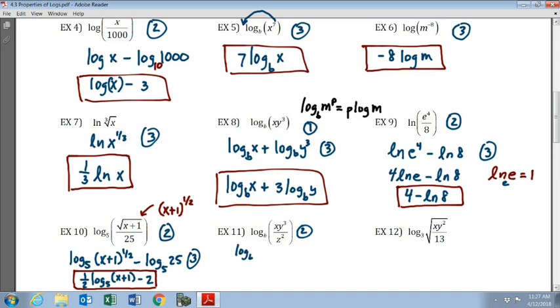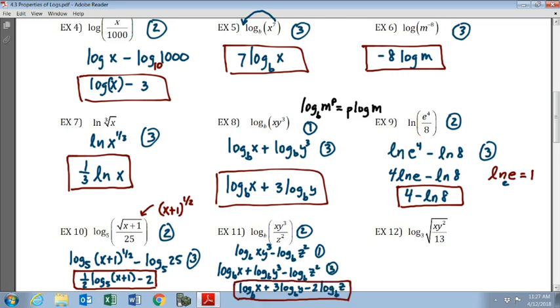Let's go ahead and break this into 2 logs using subtraction. And now notice the log base b of xy cubed, we can use the product rule there and break that into 2 logs. Don't forget, we still have that last one. And then I'm going to use the power rule, and we'll move those exponents in front. And so that's going to be our final answer.